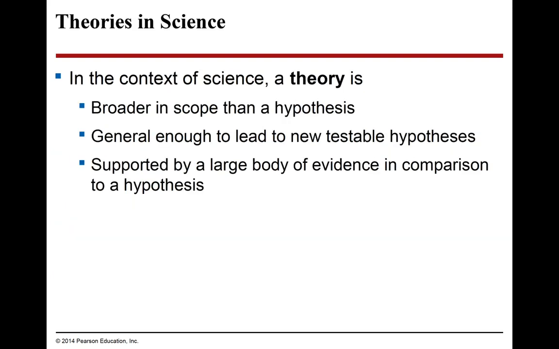In the context of science, a theory is broader in scope than a hypothesis. It is general enough to lead to new testable hypotheses and supported by a large body of evidence in comparison to a hypothesis. So therefore, the theory of evolution through natural selection is more broad than a hypothesis. It is general enough to offer up new hypotheses to be tested, right? But it is largely supported. It's not a law. It's a theory because there are some things that science still can't 100% prove undeniably, right? So that's what we call these theories in science.